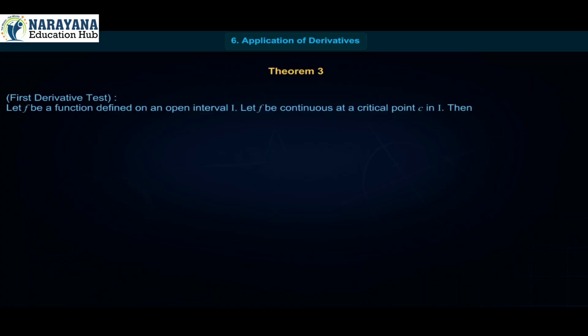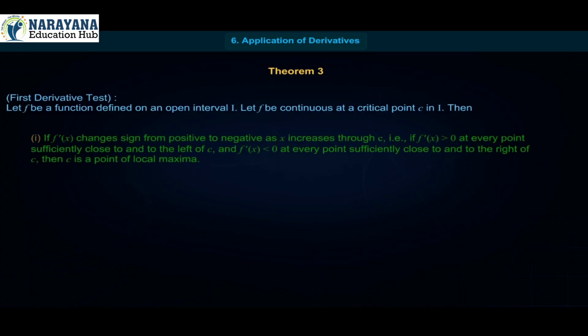Theorem 3. First derivative test. Let f be a function defined on an open interval I. Let f be continuous at a critical point c in I. Then, number 1, if f dash of x changes sign from positive to negative as x increases through c, that is, if f dash of x is greater than 0 at every point sufficiently close to and to the left of c, and f dash of x is less than 0 at every point sufficiently close to and to the right of c, then c is a point of local maxima.